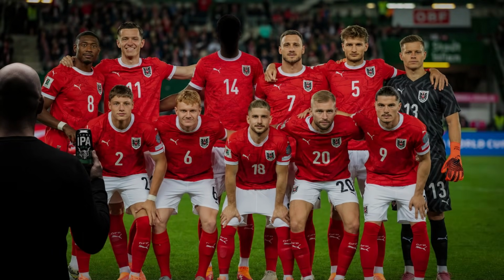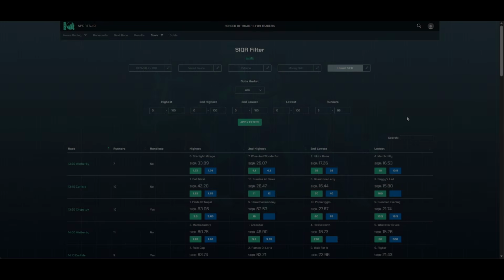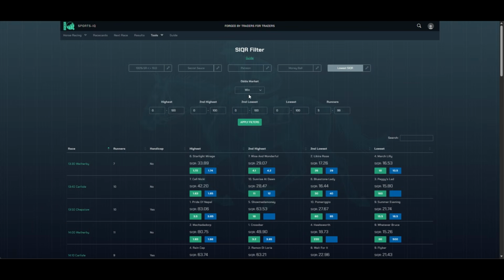As I have zero interest in the World Cup, except supporting Austria as I have them in the sweepstake, up that's team. Myself and the rest of the team have been working heavily on Sports IQ.